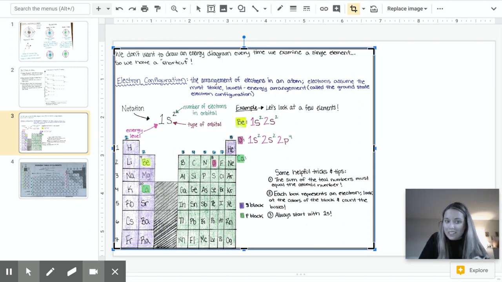Okay, it's still the second energy level, right? This is still the second energy level. And we're going to count until we get to oxygen. So we have 1 box, 2 box, 3 box, 4 box. So we're going to get 2p4. Okay, so 2 plus 2 plus 4 equals 8. Oxygen's atomic number is 8.